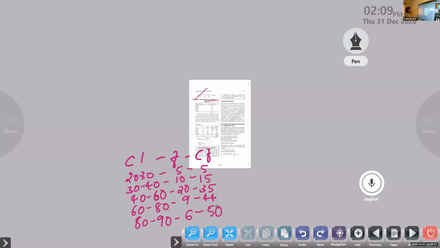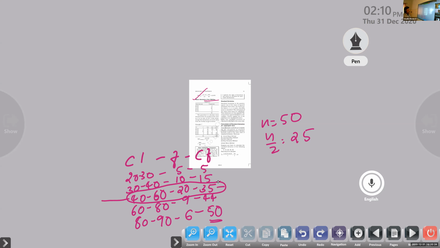So, we want to find out the N by 2. N is 50, so N by 2 is 25. Where are we able to find this 25? Here it is 35, right? So this class is called the median class. This class is the median class, yes or no?